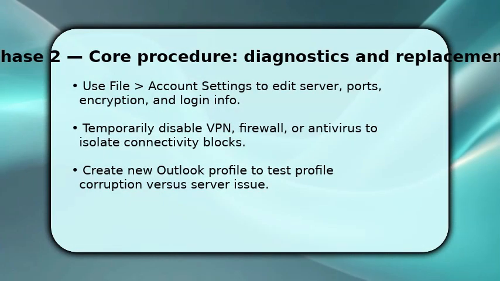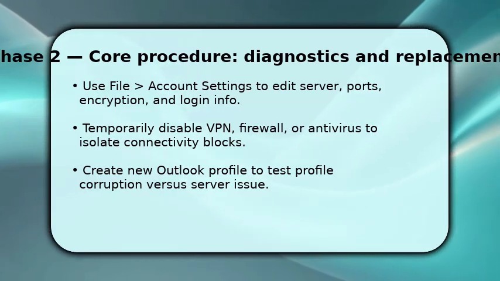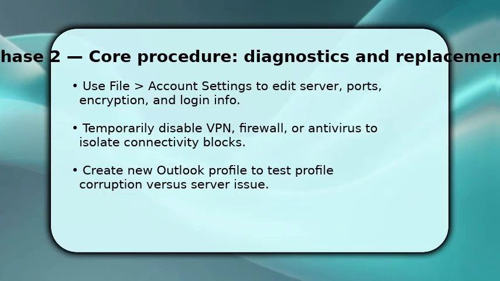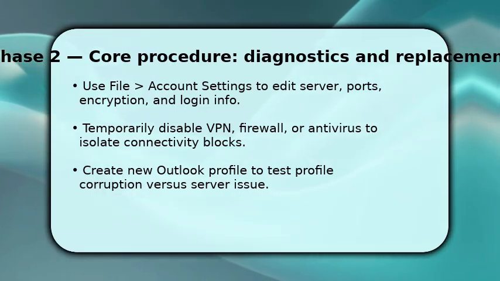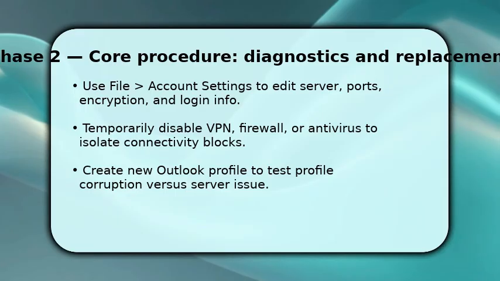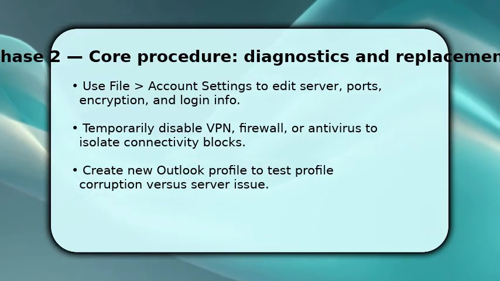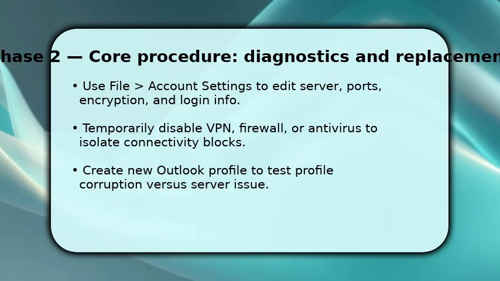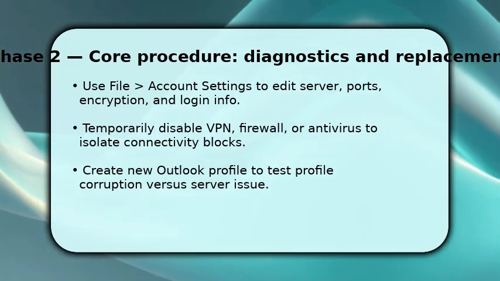You now modify the account and connection. Go to File, Account Settings, then change the incoming/outgoing server, ports, and encryption to the values you gathered. Save and test. If it still fails, disable VPN, firewall, or antivirus briefly to see if they're blocking the connection. Many corporate tools intercept mail traffic.